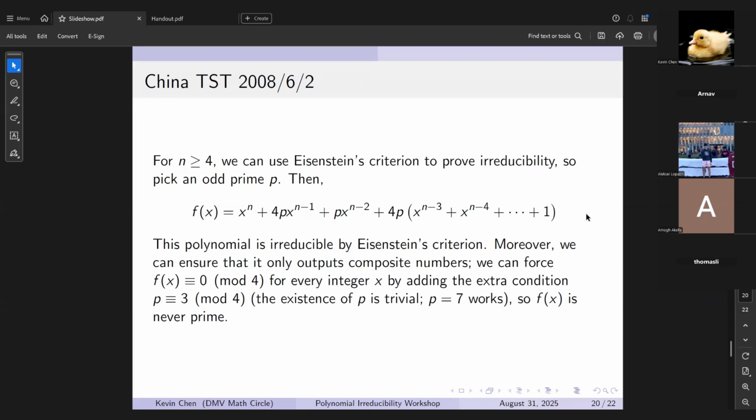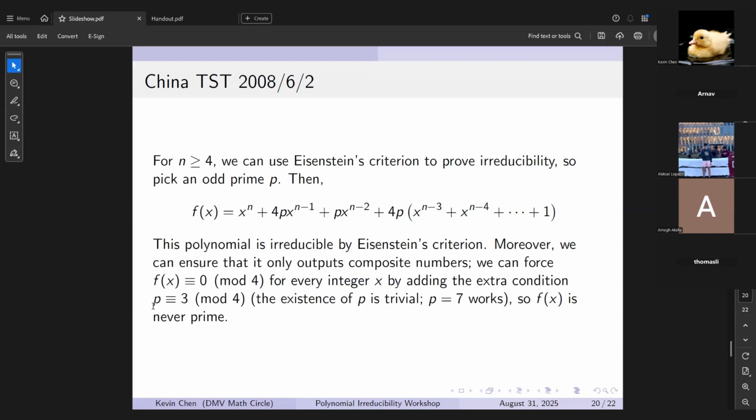So we can ensure that it only outputs composite numbers by forcing f of x to be congruent to 0 mod 4, because if any output is a multiple of 4, it's clearly composite. And so if we add the extra condition, p is congruent to 3 mod 4, and do casework on the residue of x mod 4, we can see that indeed f of x only outputs multiples of 4. And so f of x is never a prime number, so we have constructed a function for n greater than or equal to 4 as well.